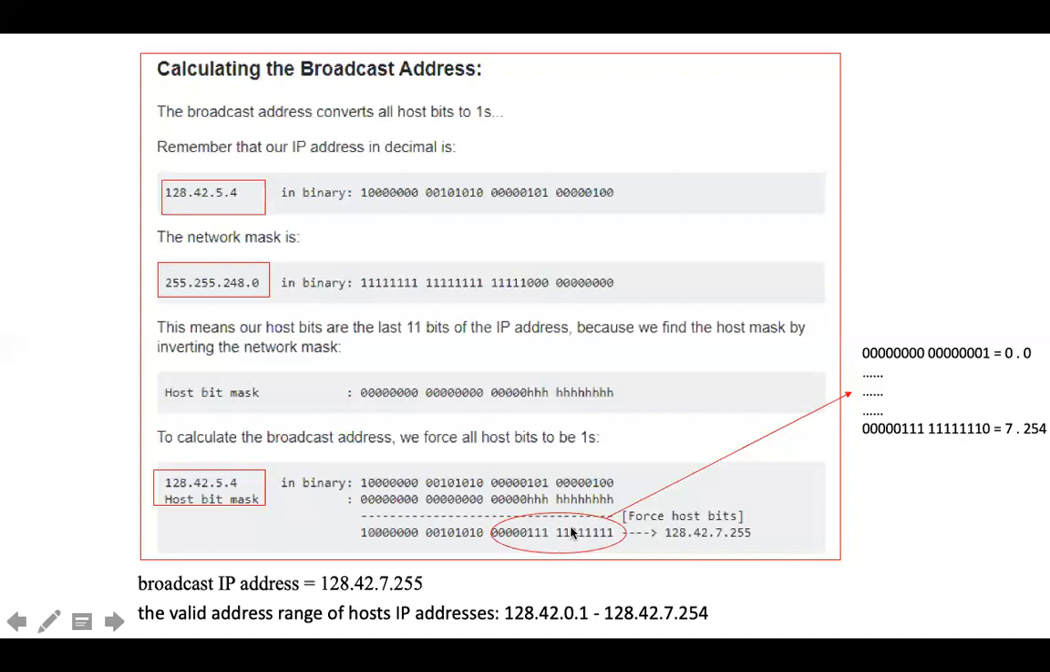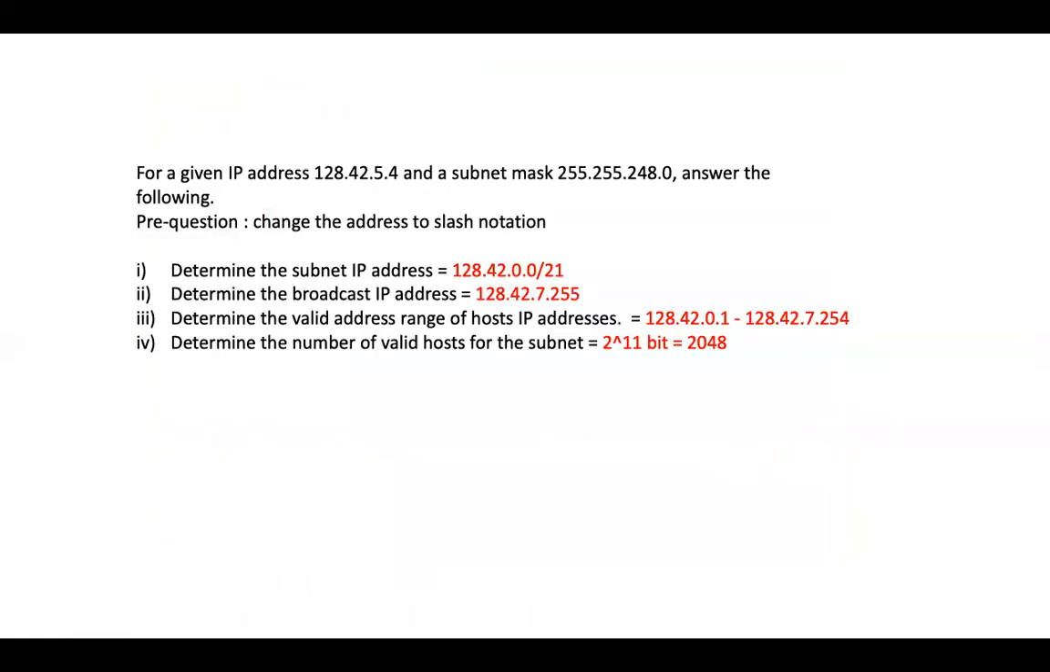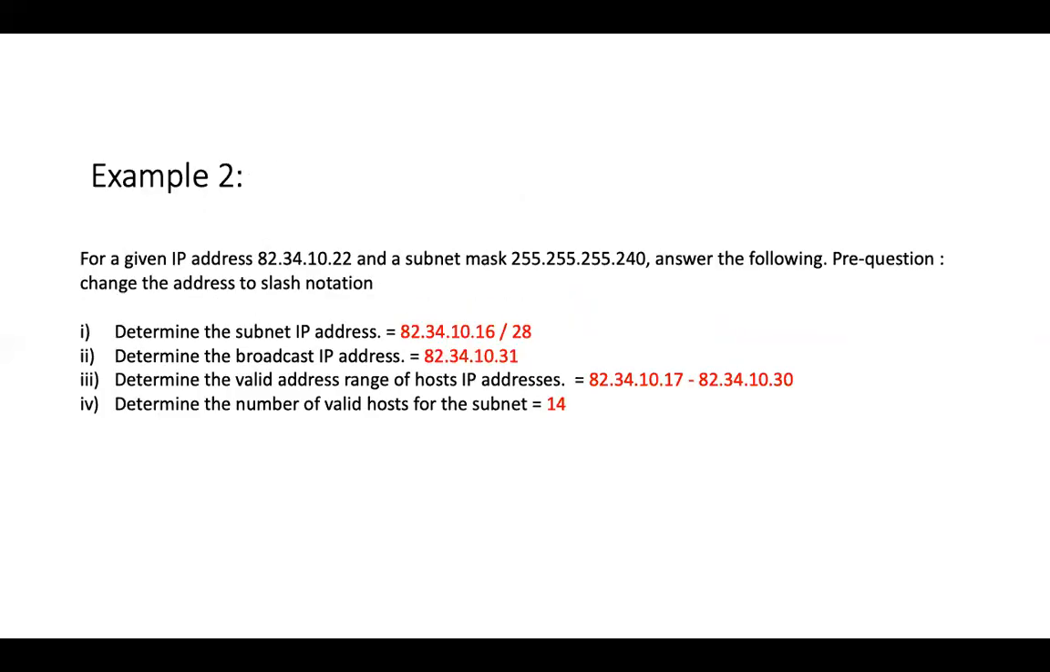It's based on this. So from this, binary converted to decimal, you get 0.0, until this converted to decimal, you will get 7.254. This is another example that you can do. No, this is actually the answer for the previous question. And this is another example. So you can try to do this example too, based on the previous example. And you should get this result in red.